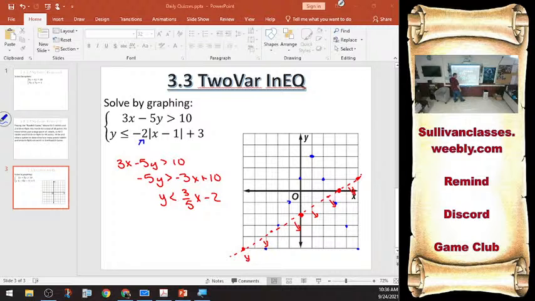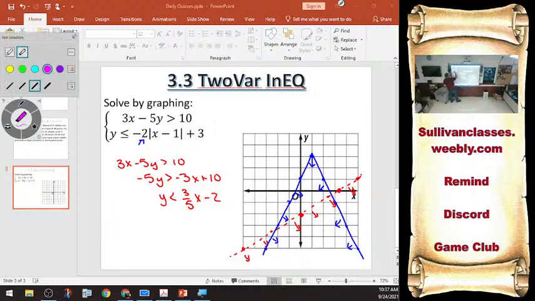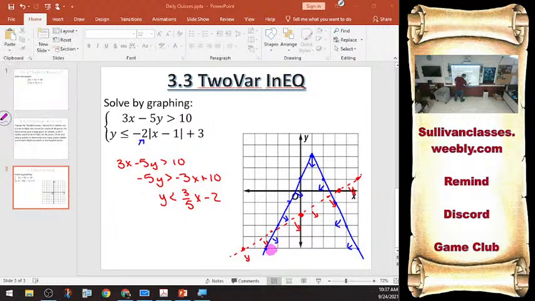Solid or dotted? That was right. And it says y is less than or equal to the v. So I shade below the v, meaning inside of it. And I look for where everyone is pointing and say right about now.